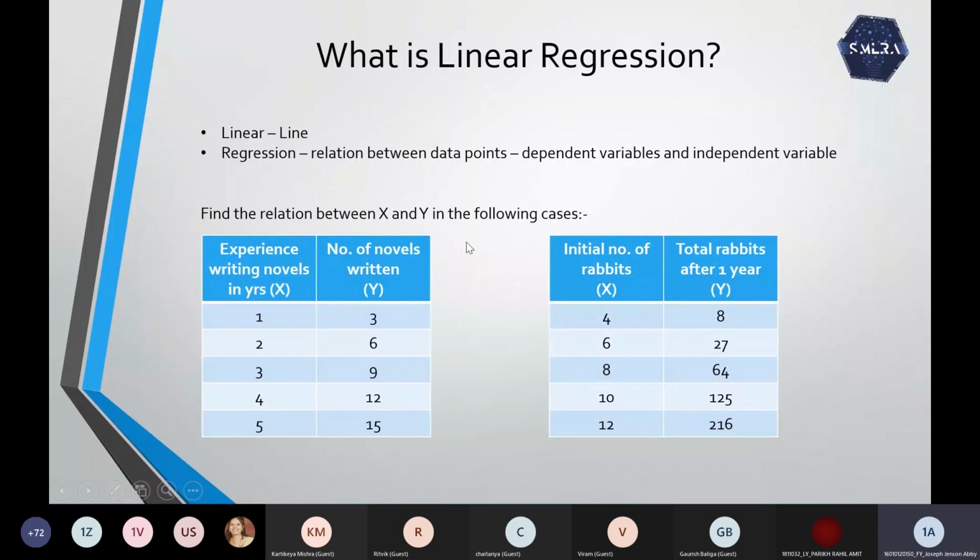What is linear regression? When you hear this word linear regression, what comes to your mind? If you ask me, I would say linear means line, right? And regression means relation between data points, that is x and y variables. So in linear regression, we are going to do something from the data points. Basically, this x comma y, these are the data points.